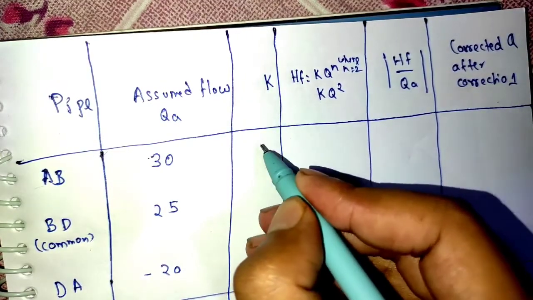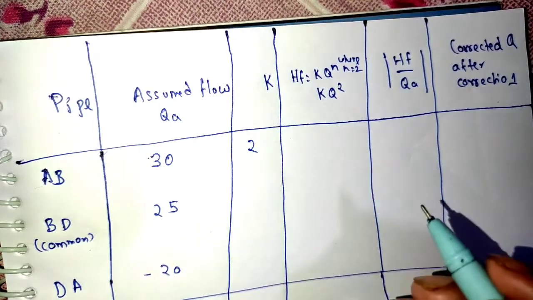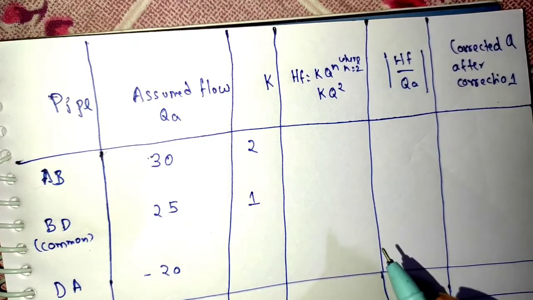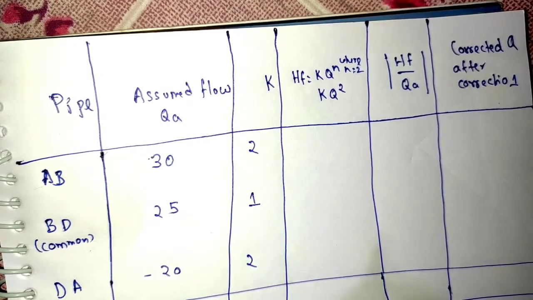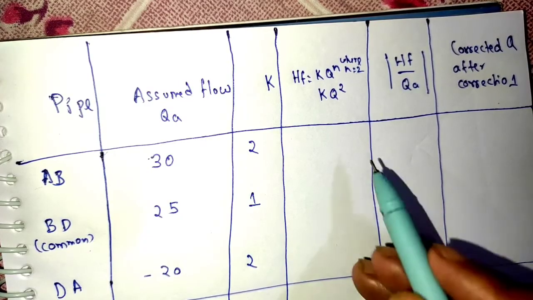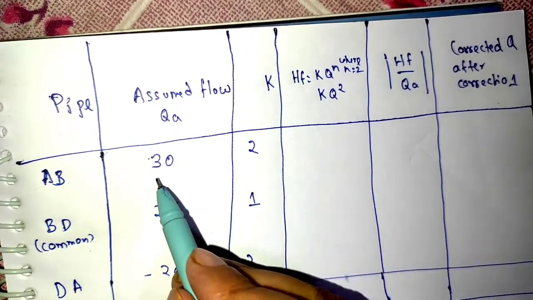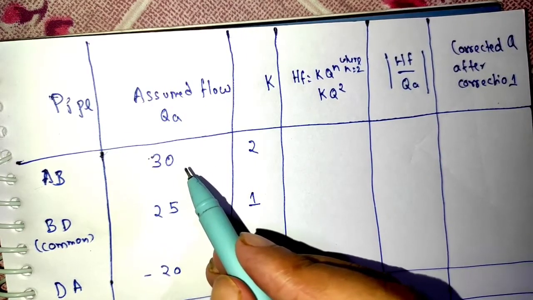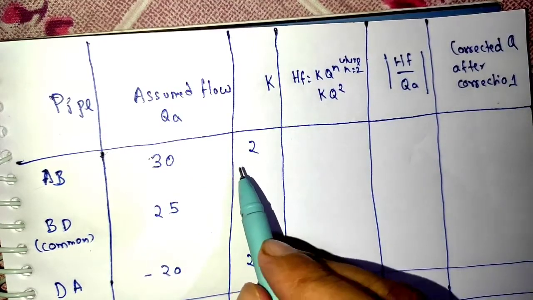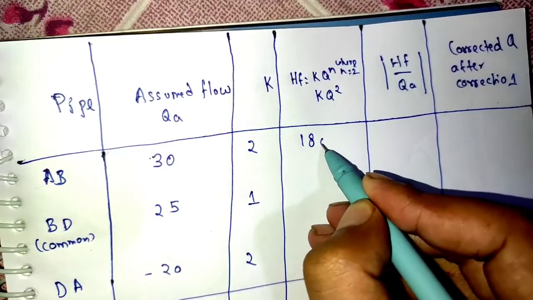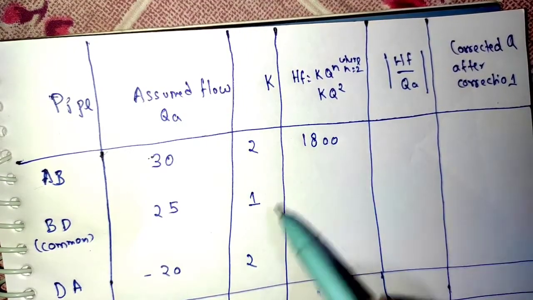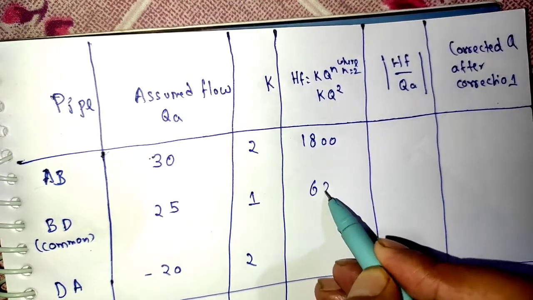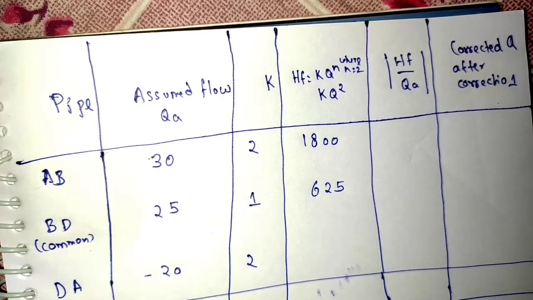For AB, the value of K was given as 2. For BD, the value of K was given as 1. And for DA, the value of K was given as 2, right? Now, in the formula, KQ square, K is 2, QA is 30, right? So 2 into 30 square, 30 square is 900, 900 into 2 is 1800. So what we write here is 1800. Now again, K is 1, doesn't make a difference. What is 25 square? 625, right? So we will write 625 as HF here, right?